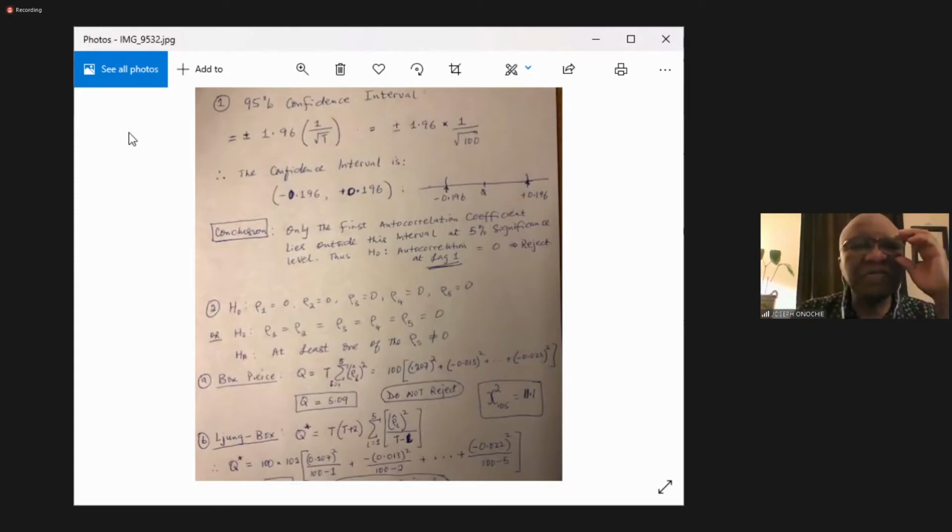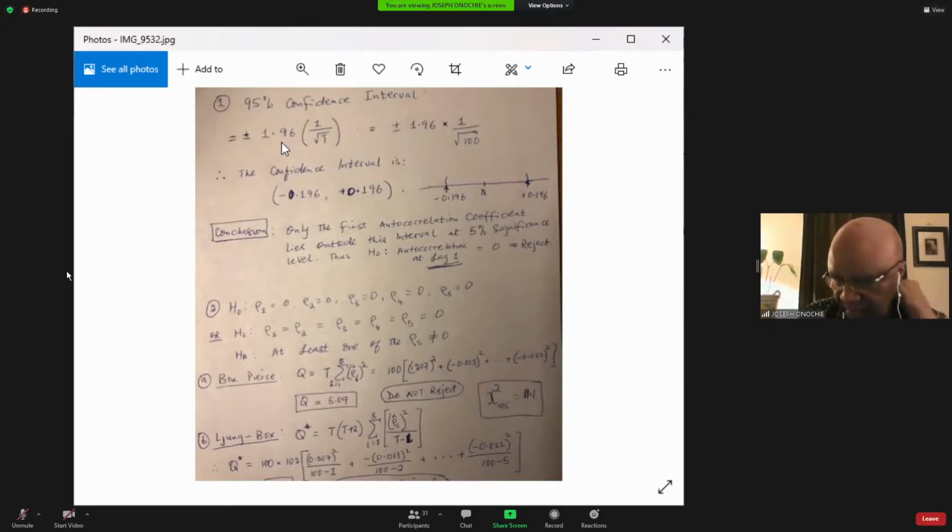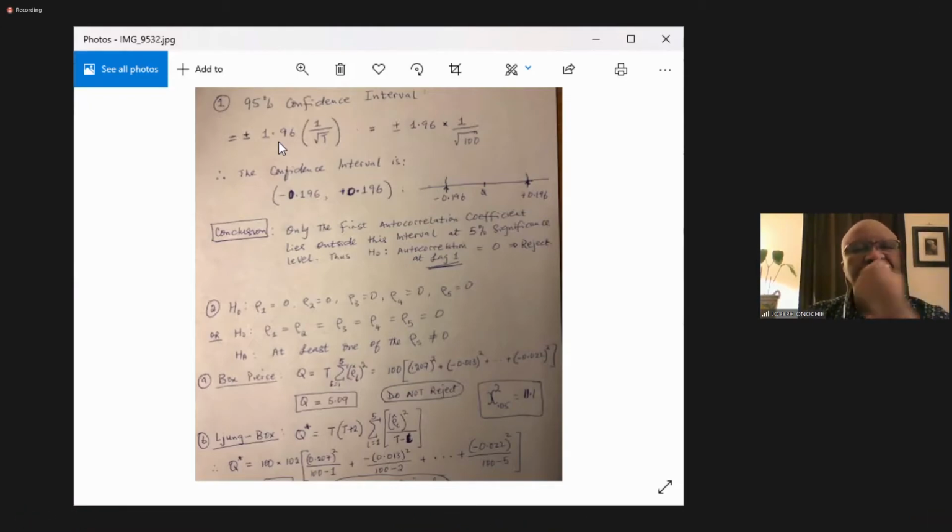Okay, everybody. The first thing we need to do is to test each one. One quick way to test each one is to build the confidence interval. 1.96. Remember from statistics, 1.96 is 95% confidence, right? We always say plus or minus 2 standard deviations, but it's really plus or minus 1.96 standard deviations.